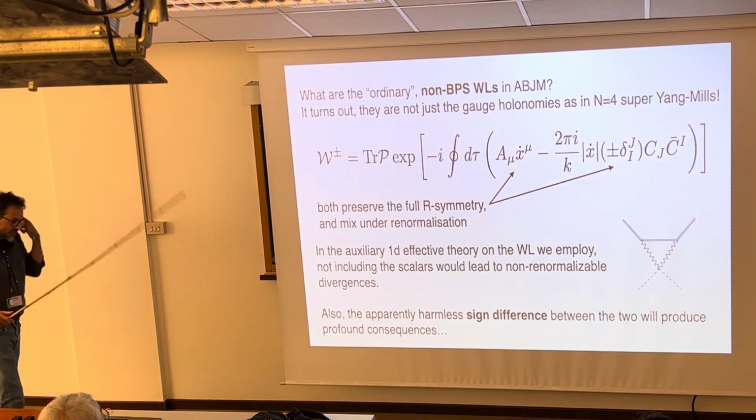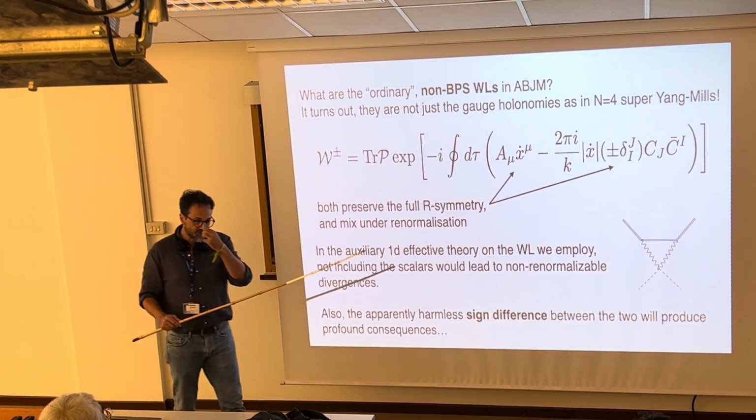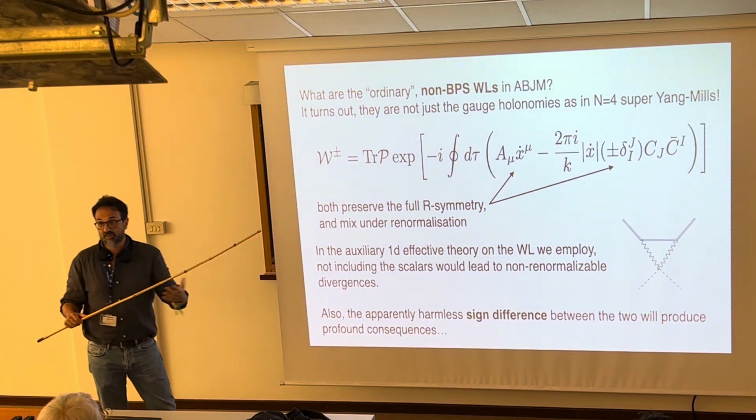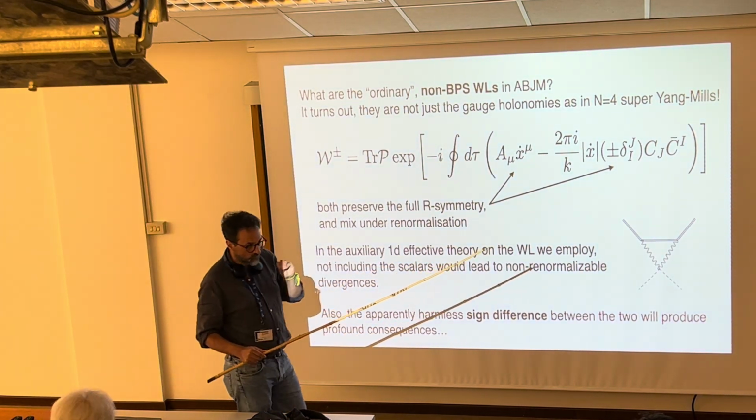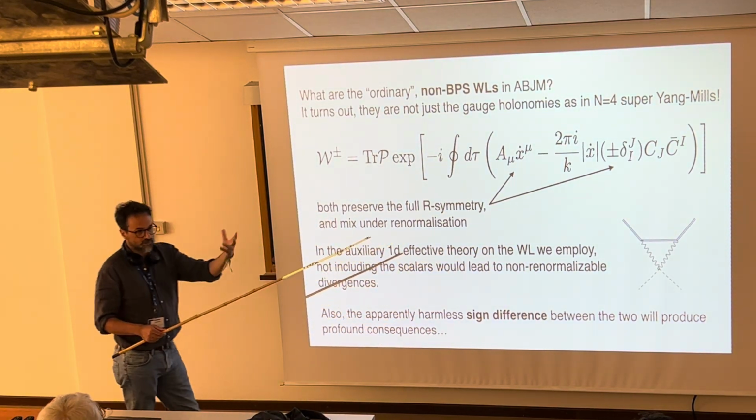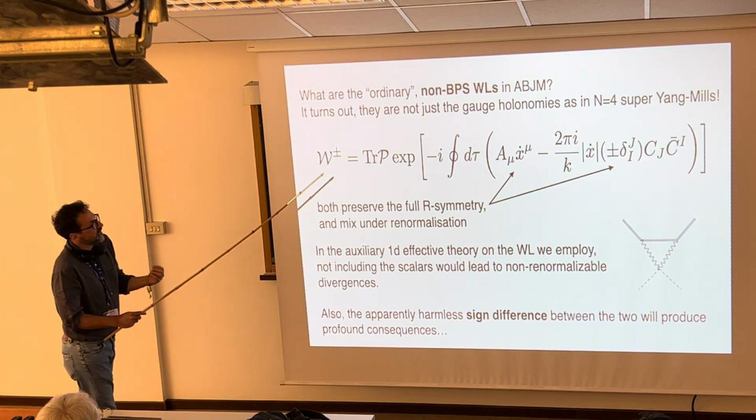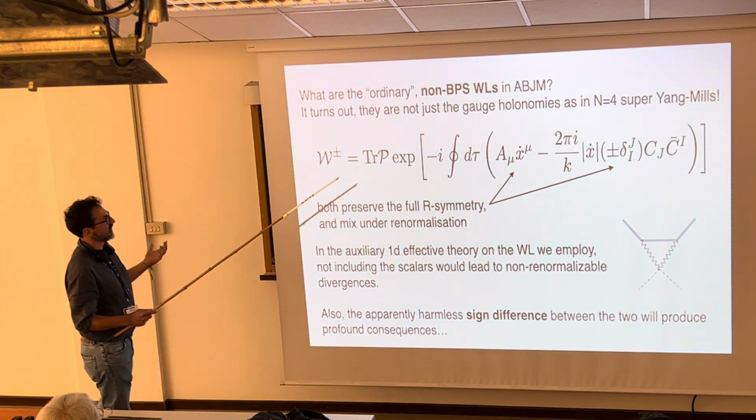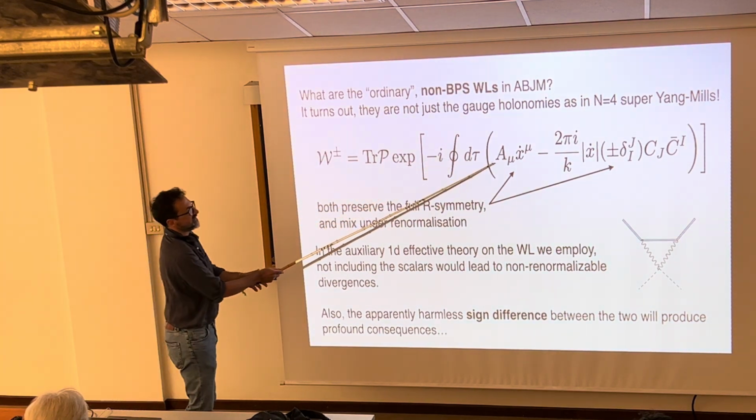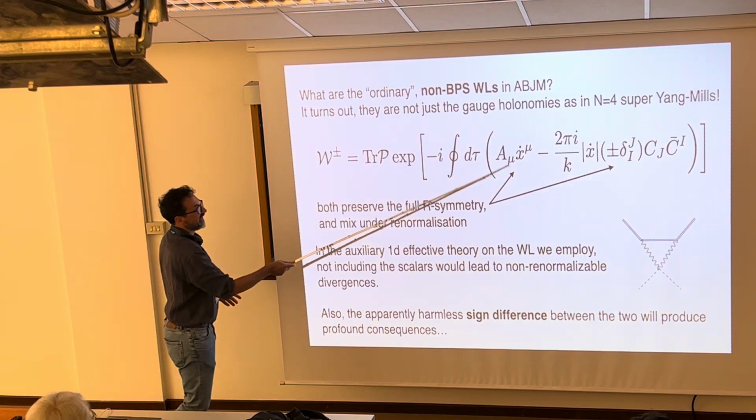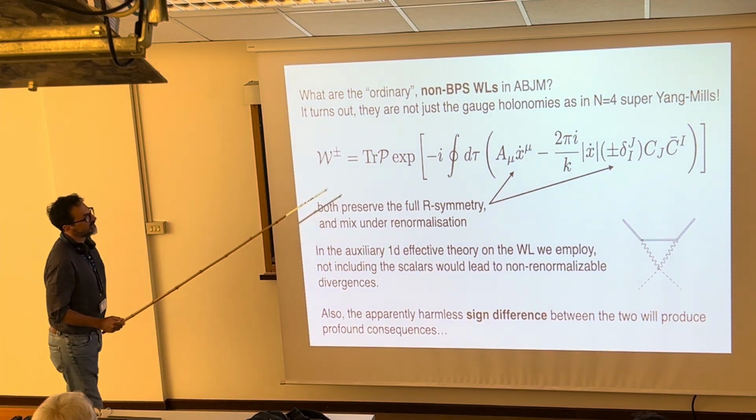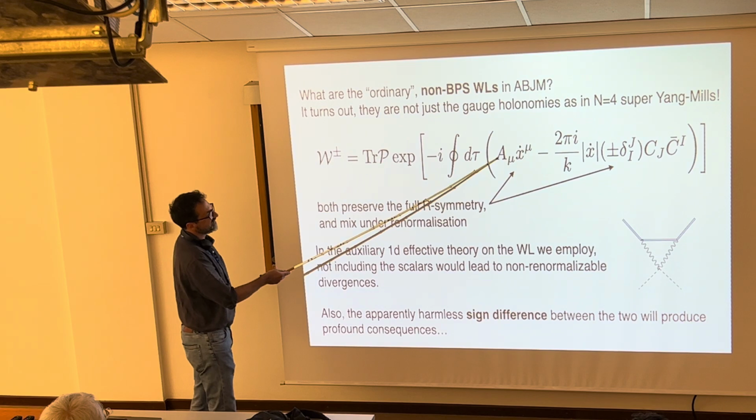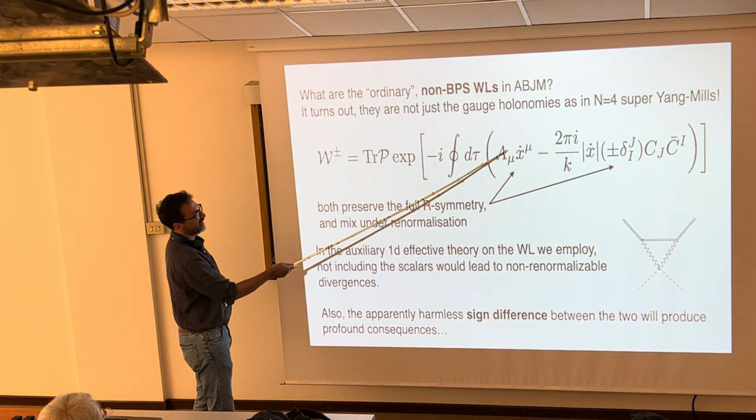Okay, but now let's go back to Polchinski-Sully, in which I told you there was this ordinary Wilson loop in N=4 super Yang-Mills, so this pure gauge holonomy without any scalar coupling, that represented the UV fixed point from which we trigger the RG flow by introducing this scalar coupling. So the first question that you need to ask in ABJM is: what is the ordinary non-BPS Wilson loop in ABJM? And it turns out that it's not just this guy, not just the gauge coupling, but you need to introduce a scalar coupling, and you do it in a way that preserves the full R symmetry, the full SU(4) of the theory.